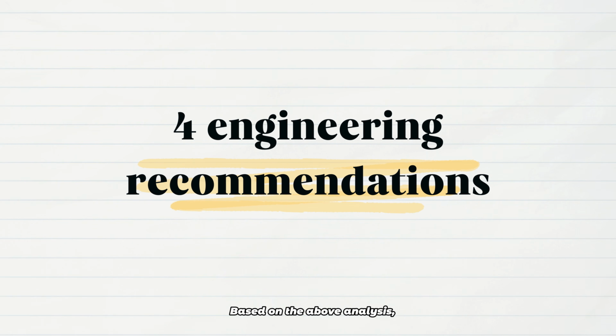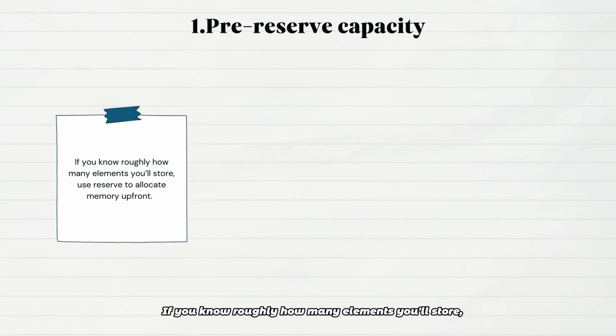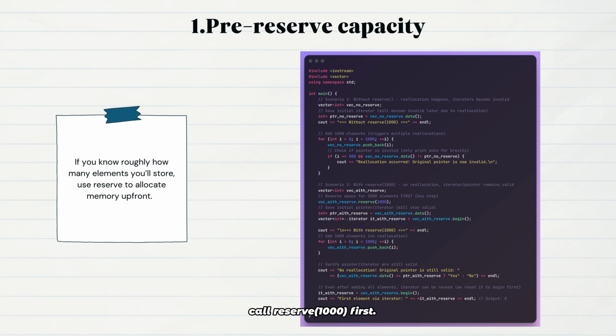Based on the above analysis, here are 4 actionable engineering recommendations to avoid vector's pitfalls at the root. First recommendation, and the most critical: pre-reserve capacity. This isn't just an optional performance optimization, it's a key practice to avoid reallocation disasters. If you know roughly how many elements you'll store, use reserve to allocate memory upfront. For example, if you know you'll store 1,000 elements, call reserve(1000) first. Then push_back won't trigger reallocation, and pointers or iterators won't become invalid.